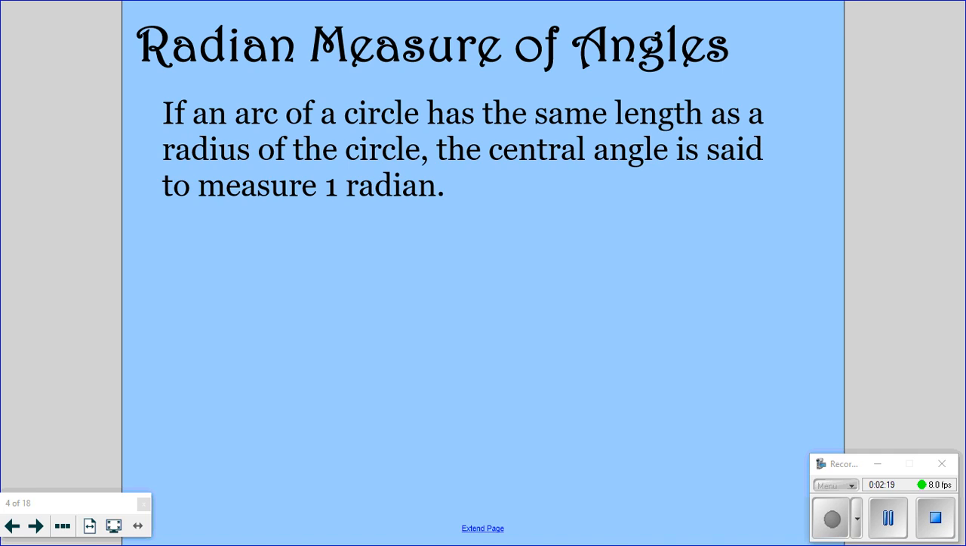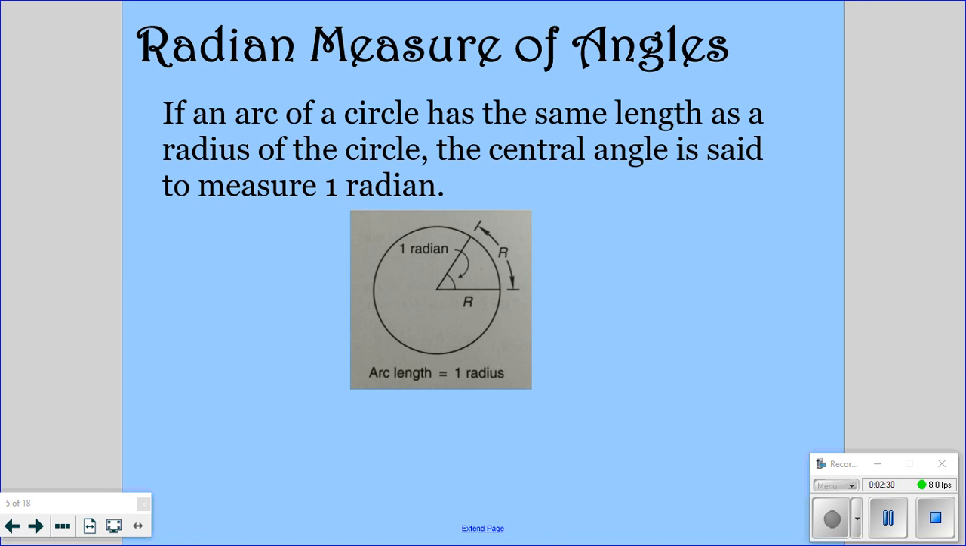So going back to radian measure of angles. If an arc of a circle has the same length as the radius of the circle, that central angle is said to measure 1 radian. And so here's a picture. If our radius here and this arc length here are the same length, then this angle is said to be 1 radian. And so that's the definition of what a radian is.